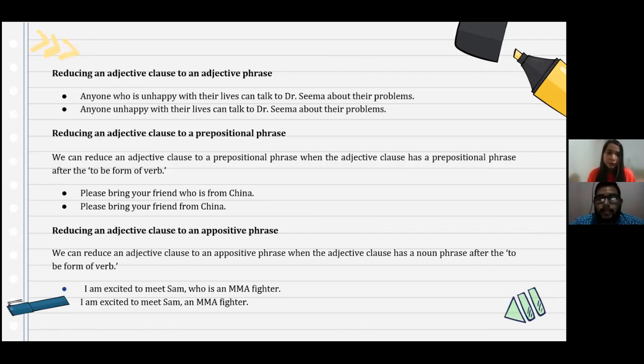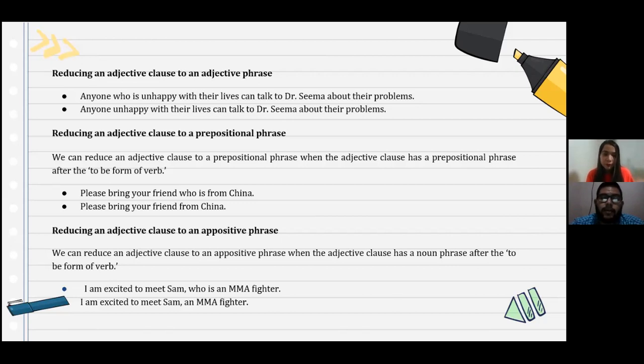Reducing the adjective clause to prepositional phrases: you can use prepositions as well. And we can use adjectives as well as prepositional phrases when the adjective clause has a prepositional phrase. In this case, "please bring your friend who is from China." In this case, you can use some adjectives and prepositions as well.